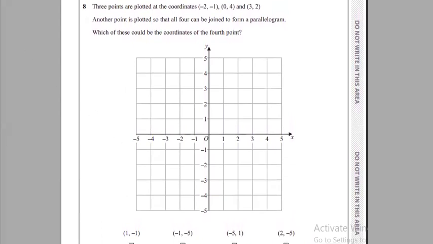Here we have -2, -1. Always when you plot a point with coordinates, you have to take the x first and then the y. So the x is -2, the y is -1. So -2 on the x and -1 on the y, which is over here. Now, the other point is 0, 4. So 0 on the x and 4 on the y. So over here. And then we have 3, 2. So 3 on the x and 2 on the y.